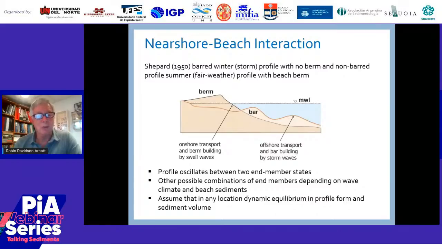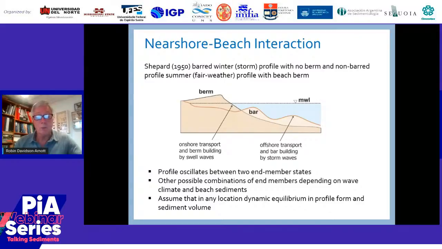And one of the first conceptual models that was produced in terms of this goes back to the work of Shepard on the west coast of the United States. So in 1950, he produced this model in which you have a barred coast during the winter or the storm season, with no berm and bars in the nearshore. This is produced because of storm wave action. And then in the summer period or the fair weather period, the long period swell waves would move sediment onshore, build a big berm, and the bars would disappear. And so on an annual basis, the profile oscillated between these two end member states.